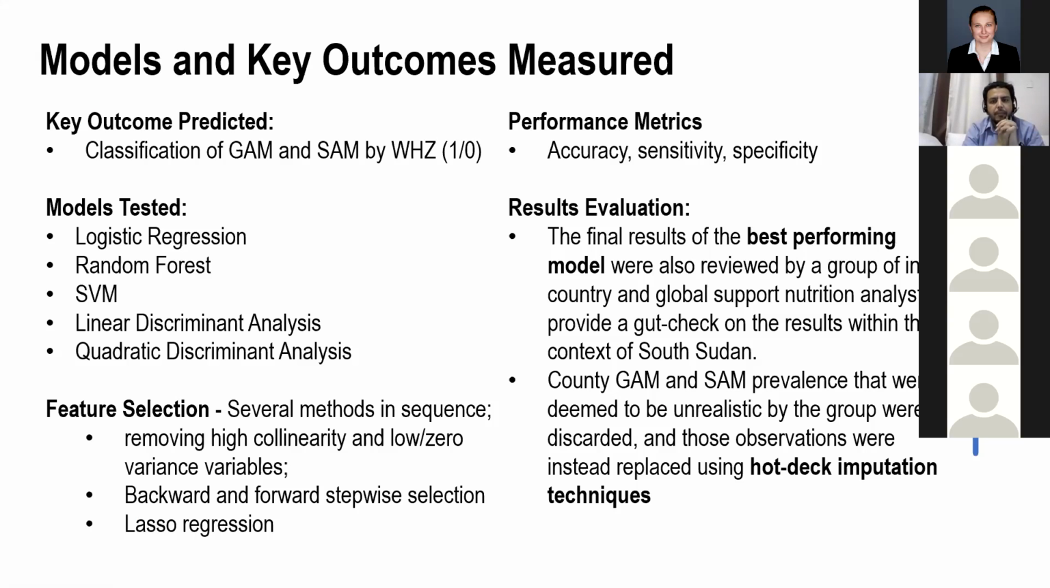We used a technique called hot deck imputation, where we replace the GAM rate with values from previous rounds, from rounds 25, 24, and other SMART surveys if available, and we say okay, let's use this GAM rate. We really took expert opinion there, which was very important.